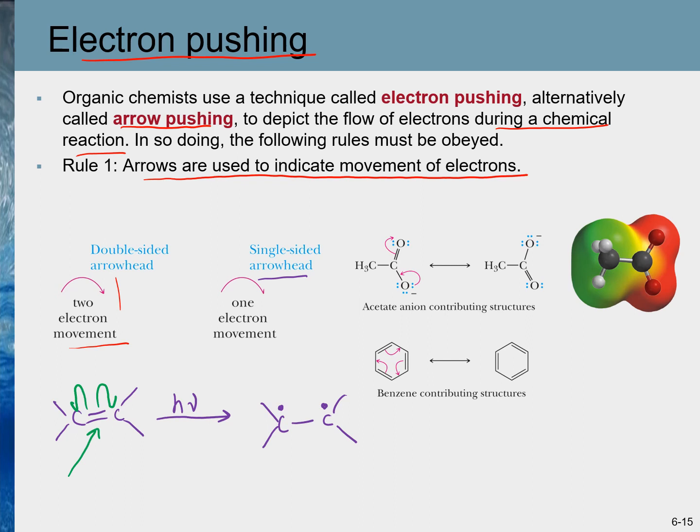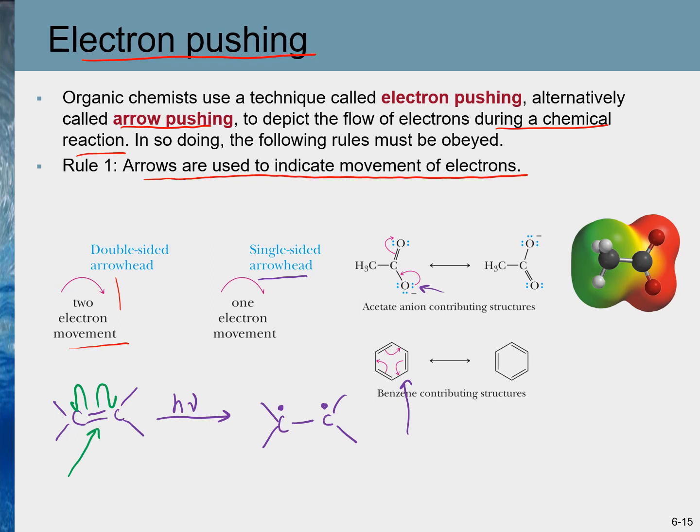But a double-headed arrow is used to show the movement of two electrons. For example, this pi bond is moving, and a non-bonding lone pair of electrons is moving, as shown in these two mechanisms.